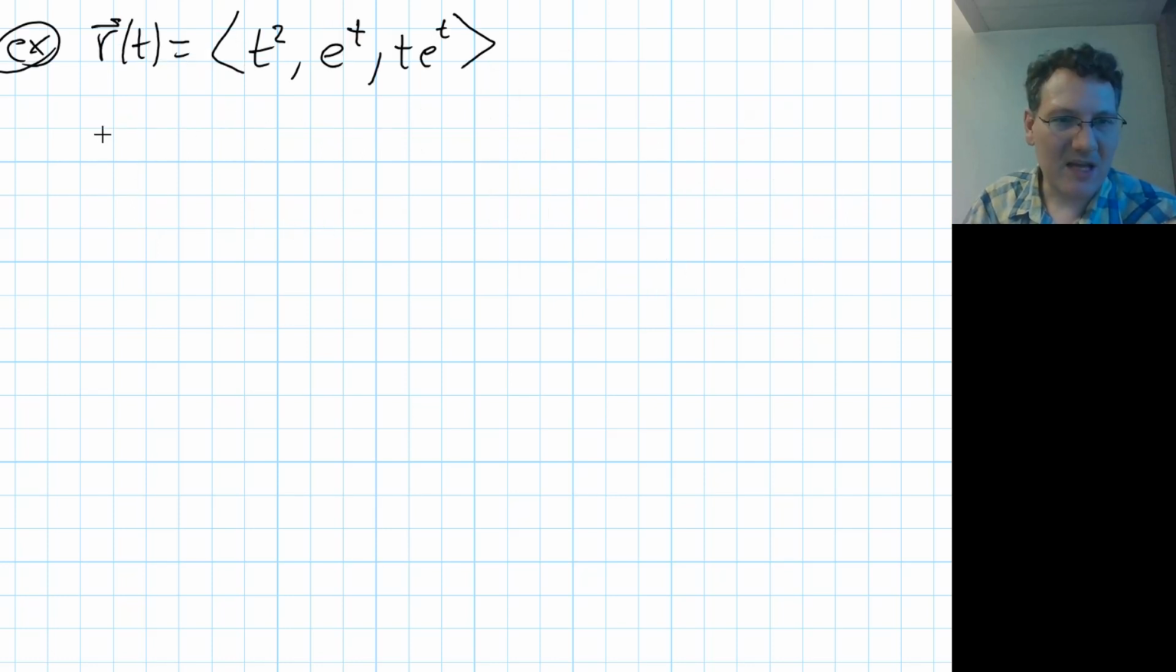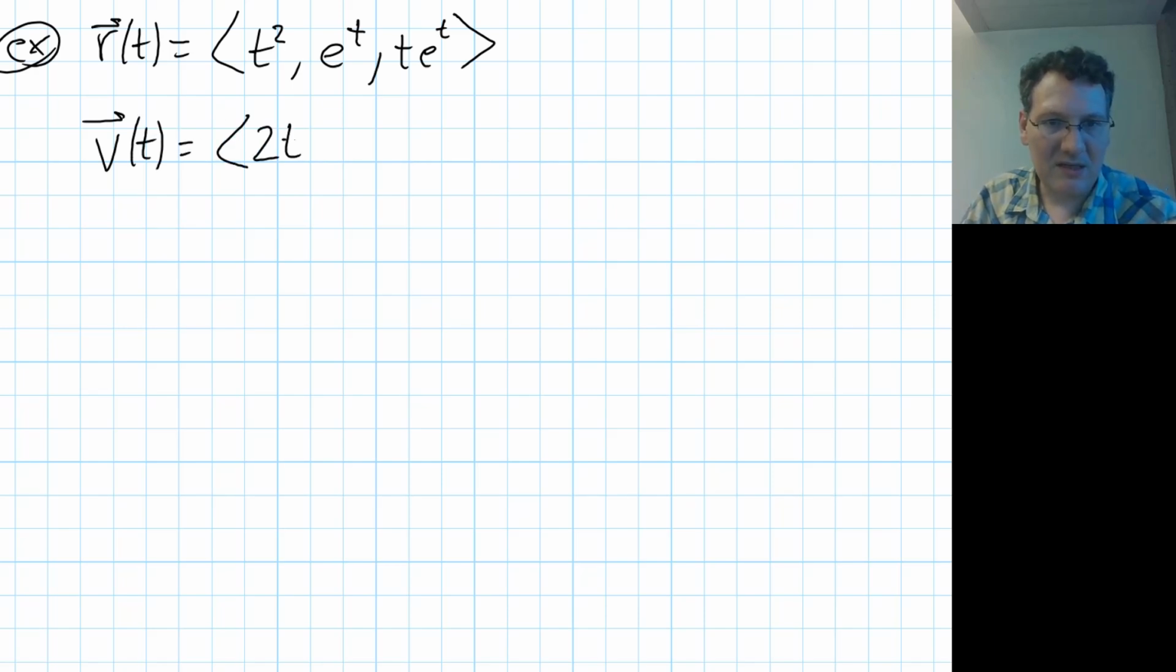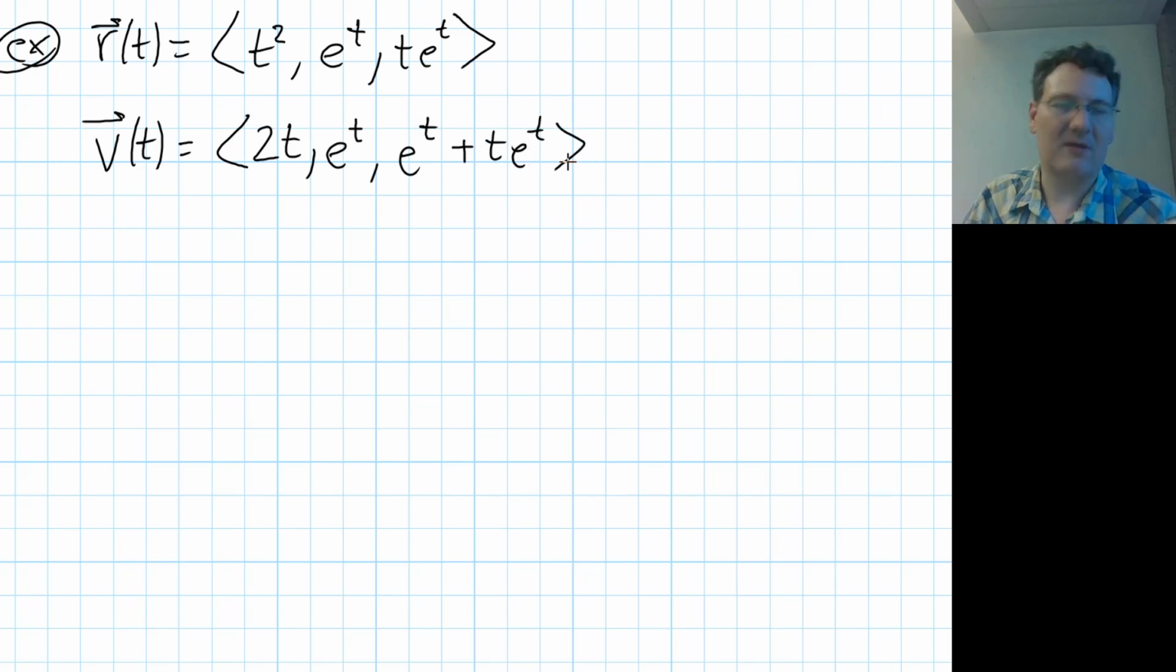All right, let's take another example. Let's say the position vector of this object is t squared, e to the t, and then t e to the t. So the velocity vector is going to be 2t, e to the t, which is the derivative of e to the t, and then using the product rule, e to the t plus t e to the t for the derivative of that third component.